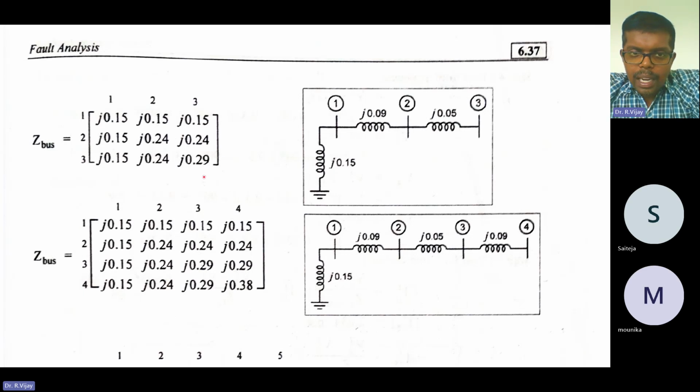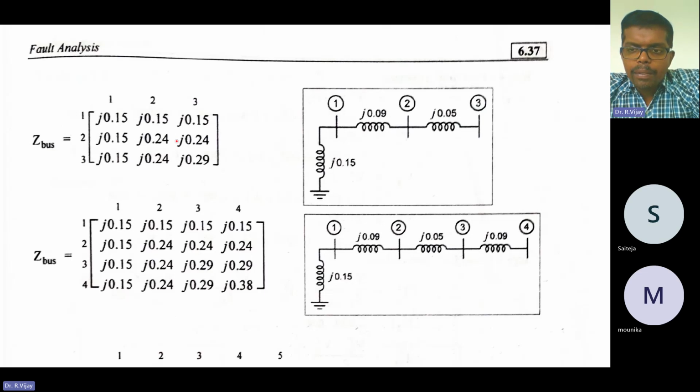What is this value? This value is nothing but j into 0.24 plus j into 0.05. So that comes to j into 0.29. So this is the Z bus matrix.